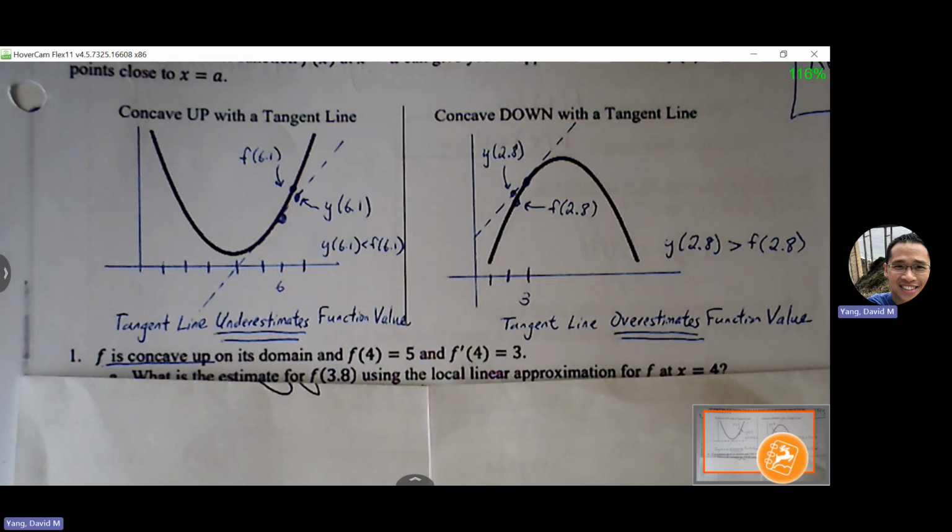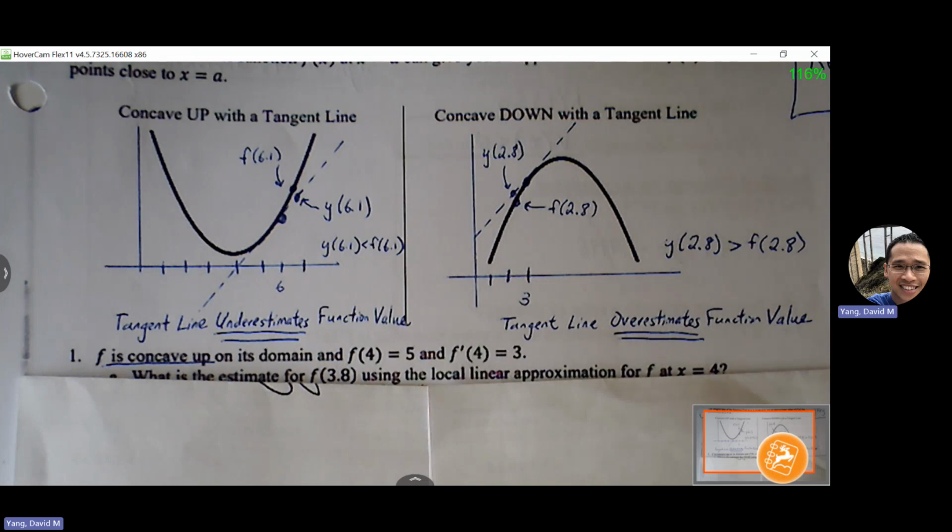And if the problem says, hey, this graph is concave up, then you can say, okay, my approximation is going to be under the actual value. We don't have to worry about how accurate it is. We just have to say whether it's underestimating or overestimating. But they always have to give you some way of finding out whether the curve is concave up or concave down.